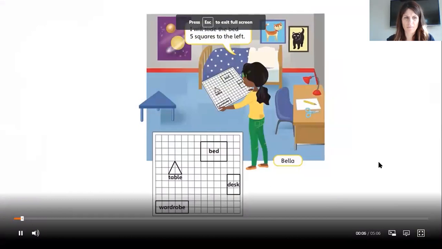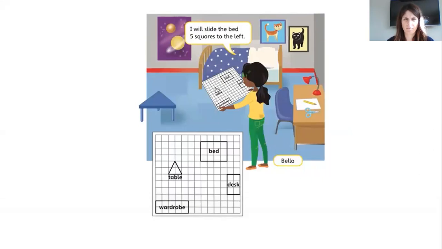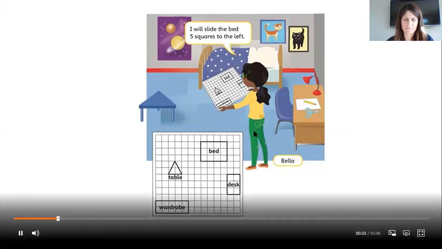Hello there. Let's have a look at today's maths problem. It looks like Bella is planning a bedroom makeover. Do you ever sort out your room and move things around to make it feel different? Bella has done some careful planning to make sure her move will work. She's even drawn a map of her bedroom and has used that to decide where to move the furniture. Can you see what she's decided? Bella says, I will slide the bed 5 squares to the left. So our first question is, what will be the new position of Bella's bed?